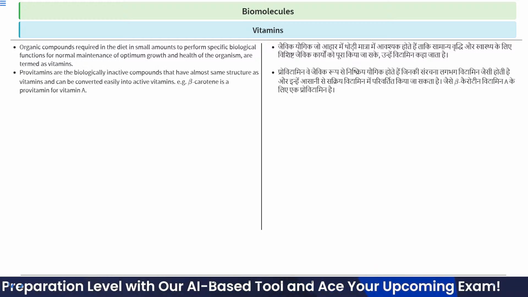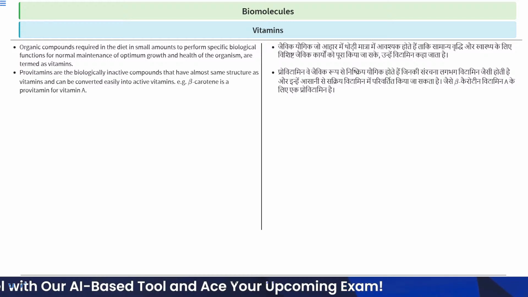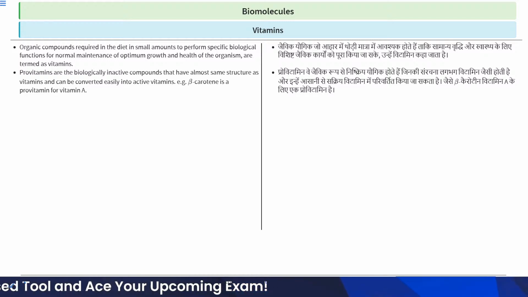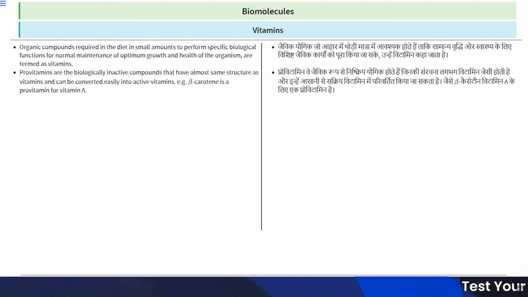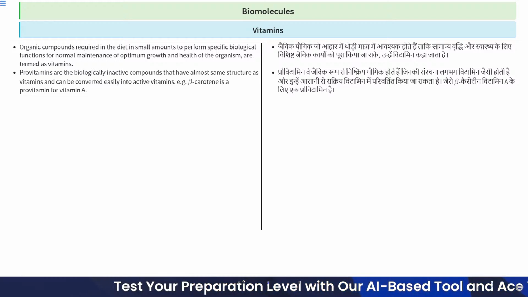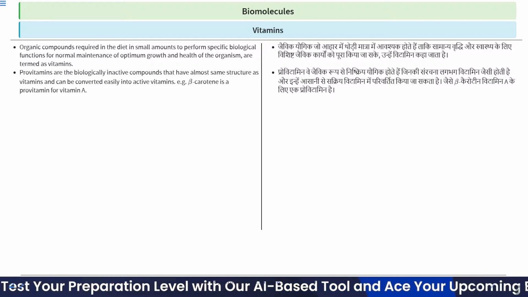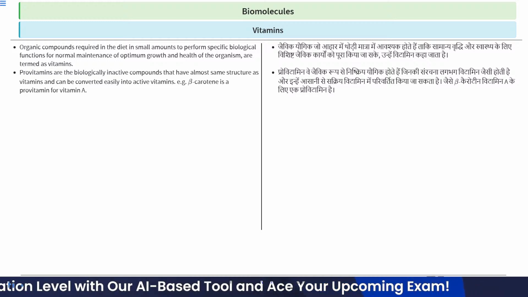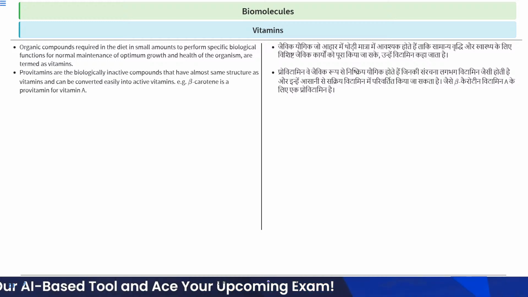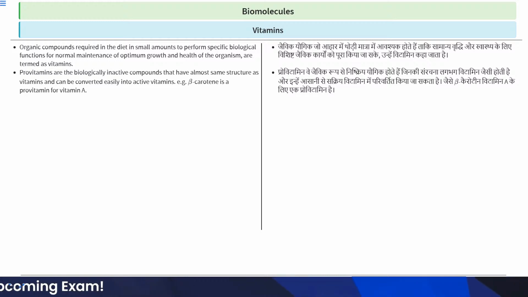Provitamins are biologically inactive compounds that have almost the same structure as the vitamins. They are biologically inactive compounds and they can be converted easily into the active vitamins. For example, beta carotene is a provitamin for vitamin A. That means beta carotene is an inactive form. It can be converted easily to the active vitamin, which is vitamin A.